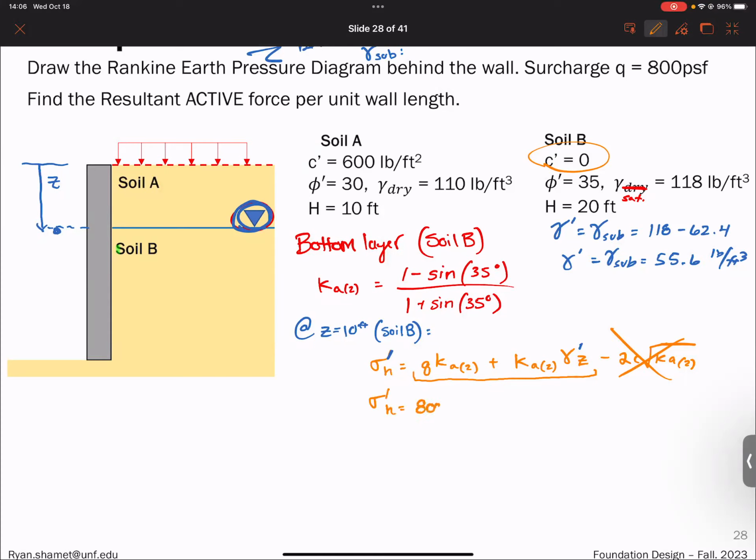So that surcharge is still 800, but now we have, oh, I guess I never did that math out. So that's 0.271. Now we have 0.271 times 55.6, which is the value there for the submerged unit weight. And then the Z there is going to be 10 feet, since we have the 10 feet of soil above it.